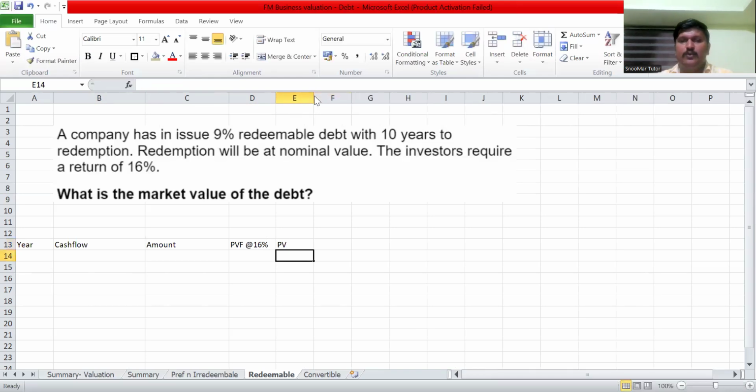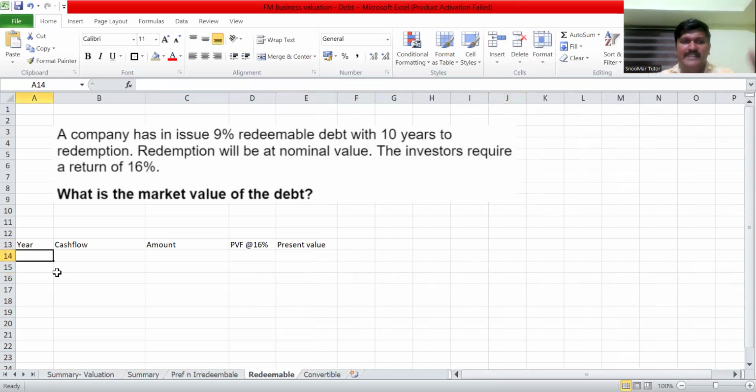You will take the total of this to get the market value of the debt. So this is the format you have to use for calculating the value. Now let's consider what the cash flows coming in are. This is redeemable in 10 years, so from year 1 to year 10 there will be a cash flow coming as your interest.